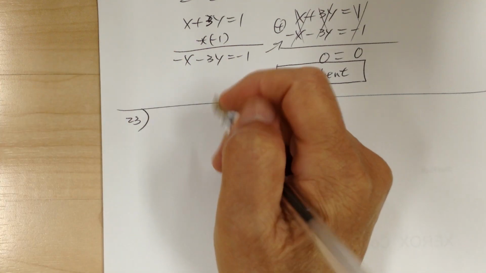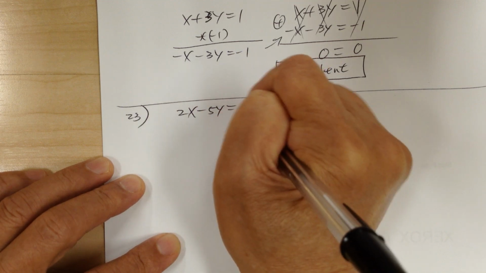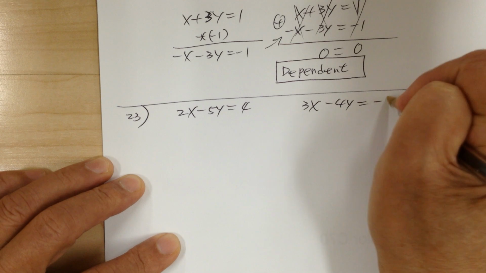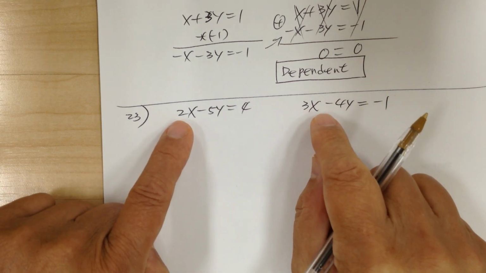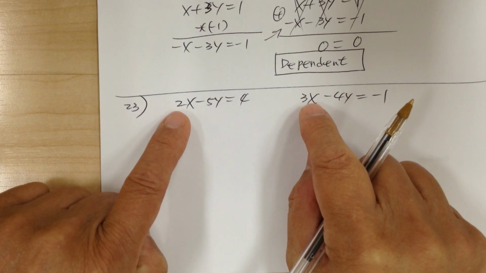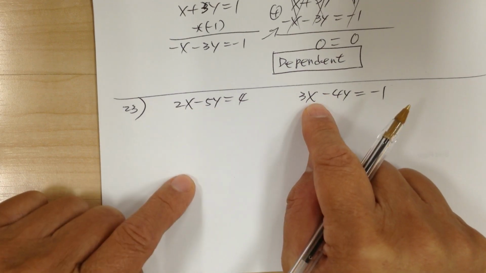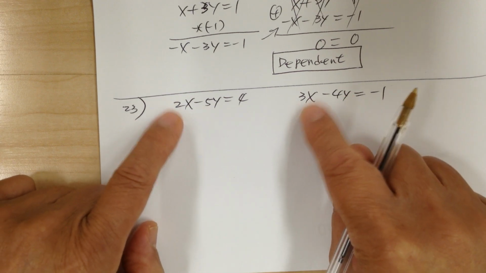Okay, 23. You have 2x minus 5y equal to 4, and you got 3x minus 4y equal to negative 1. So this is kind of hard, but it's okay. Again, I'm going to try to eliminate the one with a lower number. So x is a little bit easier to do because you got 2 and 3. For the y, you got 5 and 4, so probably easier to do the x.